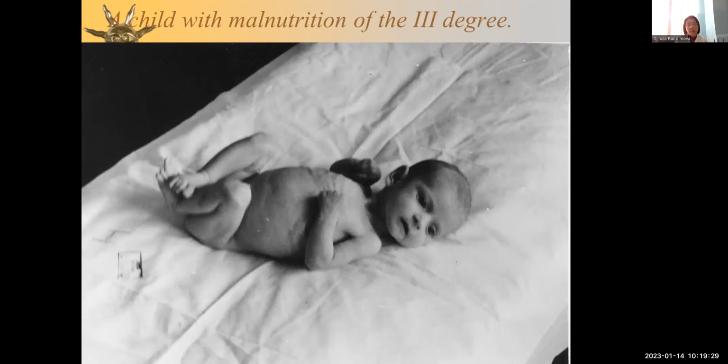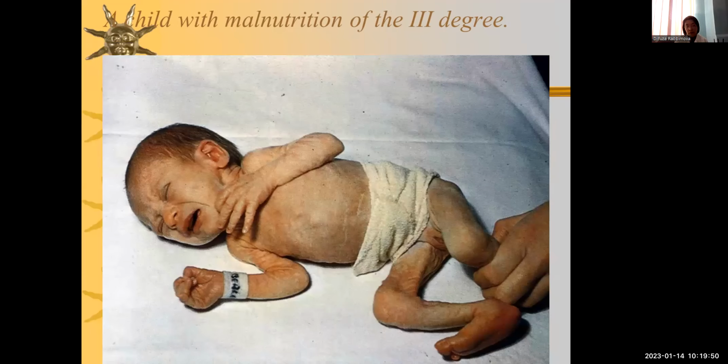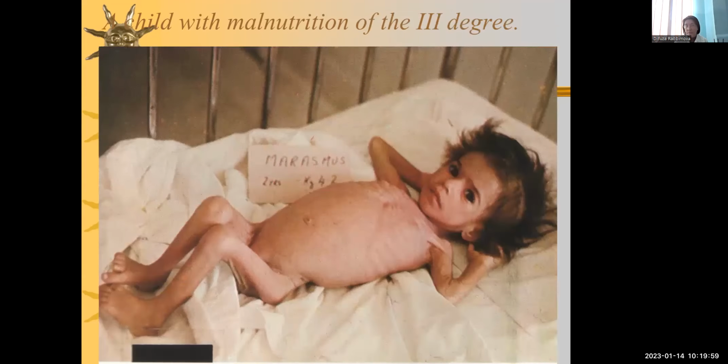And on this picture, a child with malnutrition of the 3rd degree. Deficiency or maybe absence of the subcutaneous fat on the abdomen, on the body, on the extremities, and even on the face. Also, a picture with a severe degree of malnutrition.